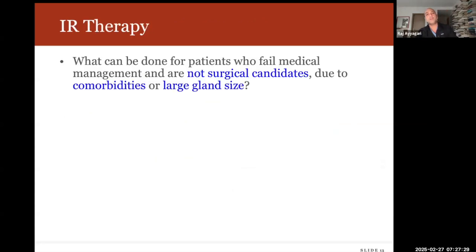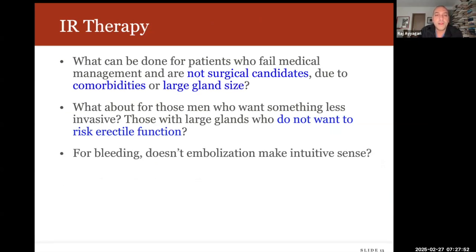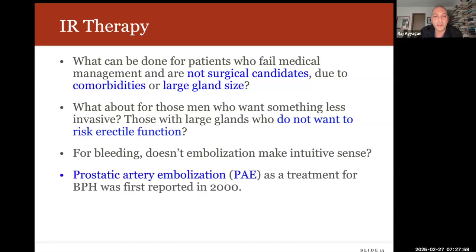So obviously we're here to talk about what IR can do for these patients. Those who fail medical management, they're not surgical candidates because of their illnesses or because they have very large glands. And then there are lots of men out there, once they hear about their options, they want something less invasive with lower risks, especially those who have preserved sexual function and don't want to risk losing that. And in general, for bleeding, embolization, of course, makes sense, just going in and cutting off blood flow to the vessels that are bleeding.